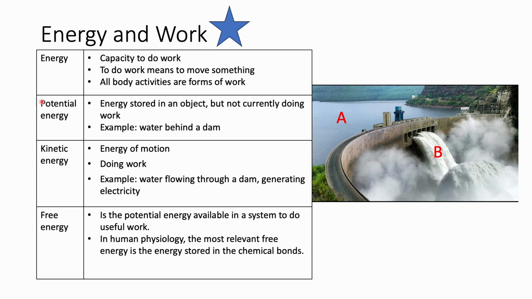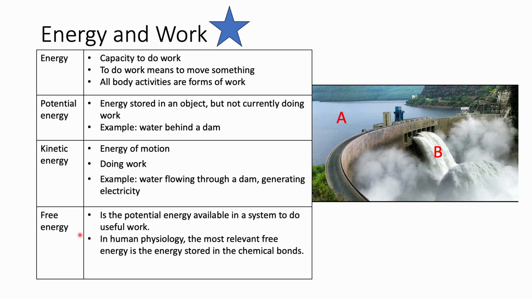There's also something called potential energy. This is the energy stored in an object but not currently doing any work. Think of water behind a dam. So area A in this image has a lot of potential energy. Energy is just sitting there. It's not moving right now, but it can. Then we have B, kinetic energy. This is energy of motion. It is doing work. The example again: water flowing through a dam generating electricity.